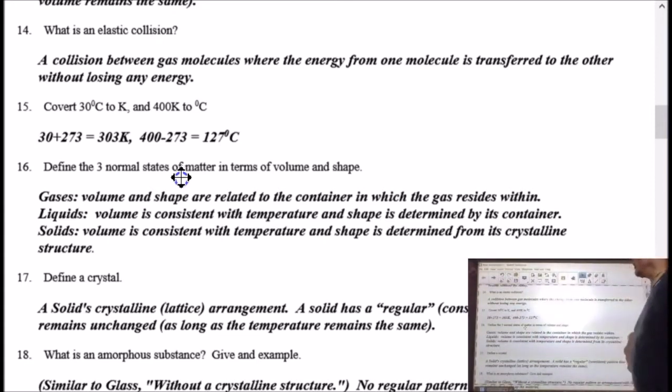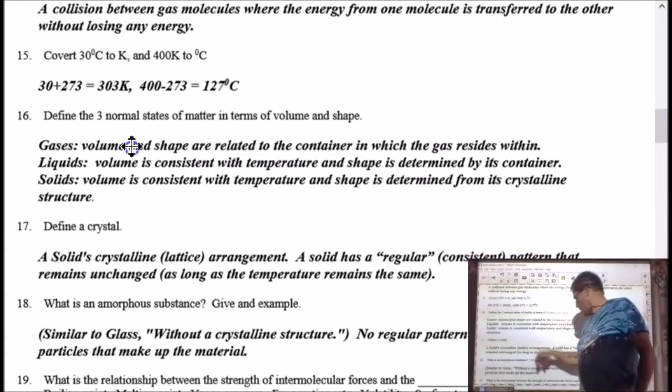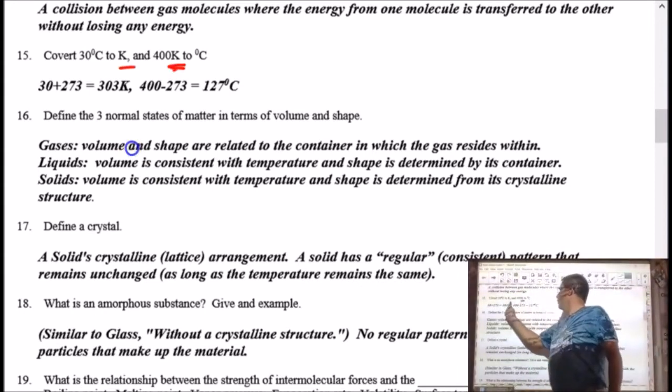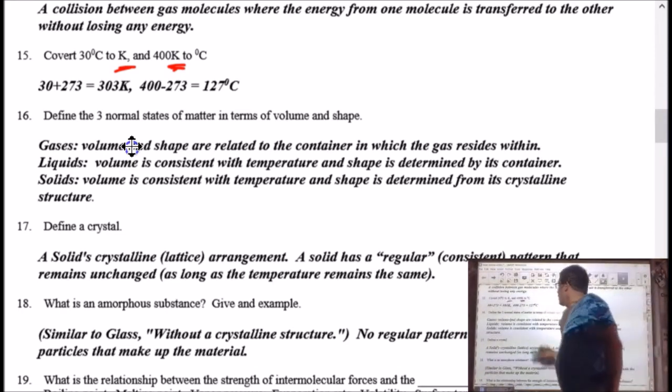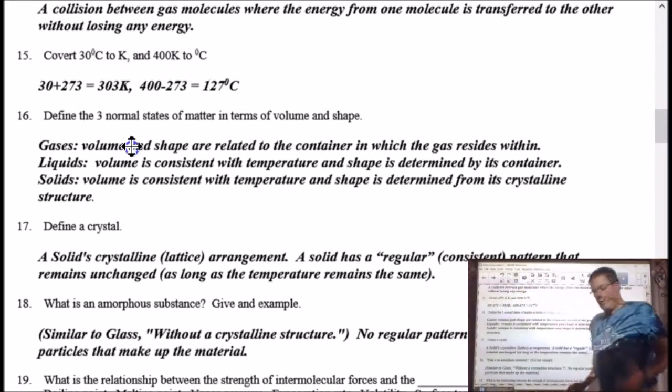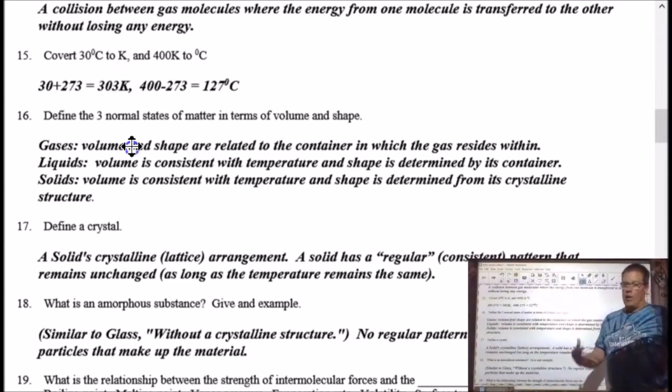Whenever you're working with gases, always convert your temperature to kelvins. Okay? Always have your temperature in Kelvin when working with gases. So make sure you can do that. You're either taking degrees Celsius and adding 273, or if I gave you Kelvin and I wanted to find out how many degrees Celsius, you subtract 273.